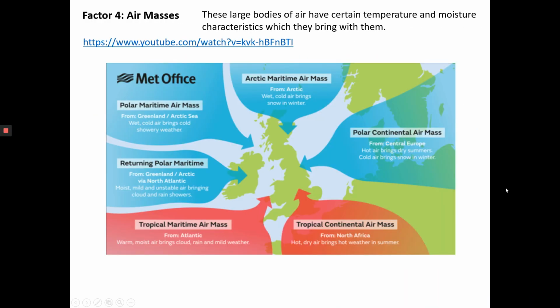Right, air masses. I'm going to play you a video. I hope this works. If not, I will attach the web link into Firefly for you.